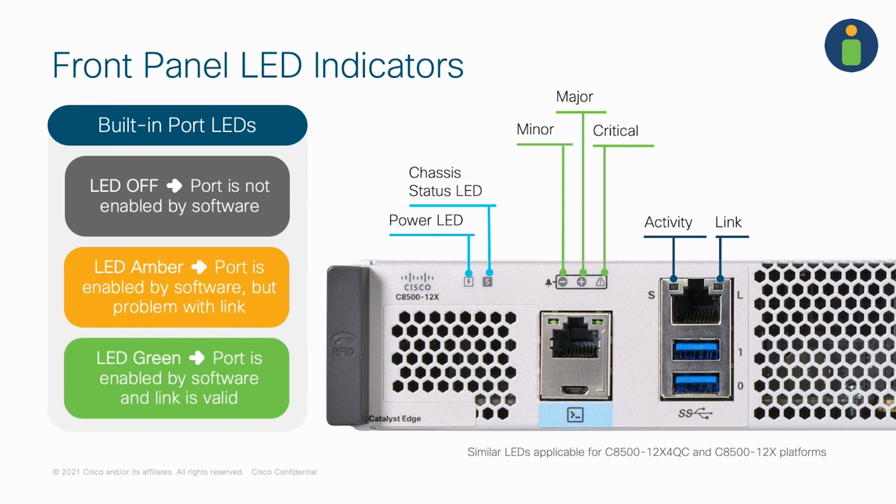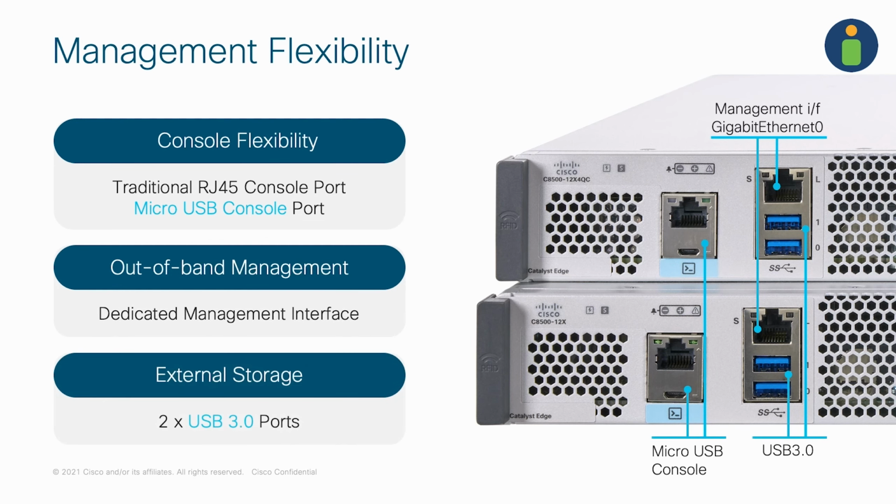From a management flexibility point of view, we get console in the form of an RJ45 port as well as a micro USB port. Gig 0 is a dedicated out of band management interface on all the Catalyst 8500 platforms, and you also have USB 3.0 Type A interfaces for external storage connectivity. On the Catalyst 8500L platform, you also get a USB Type-C interface.